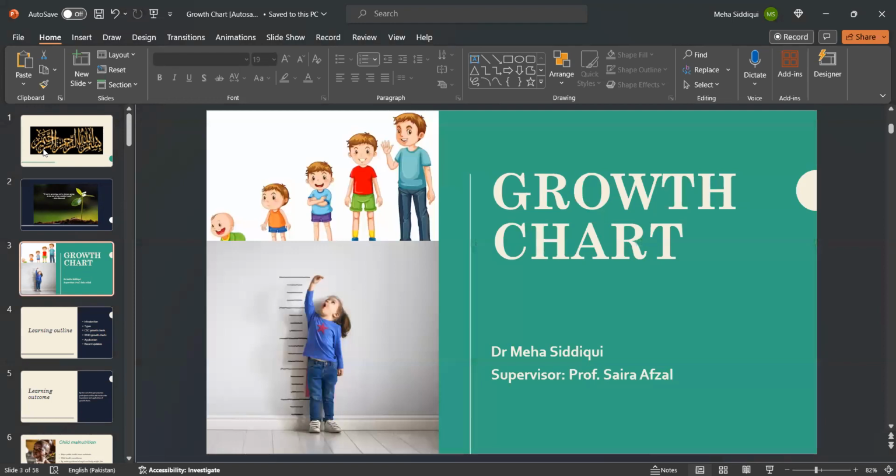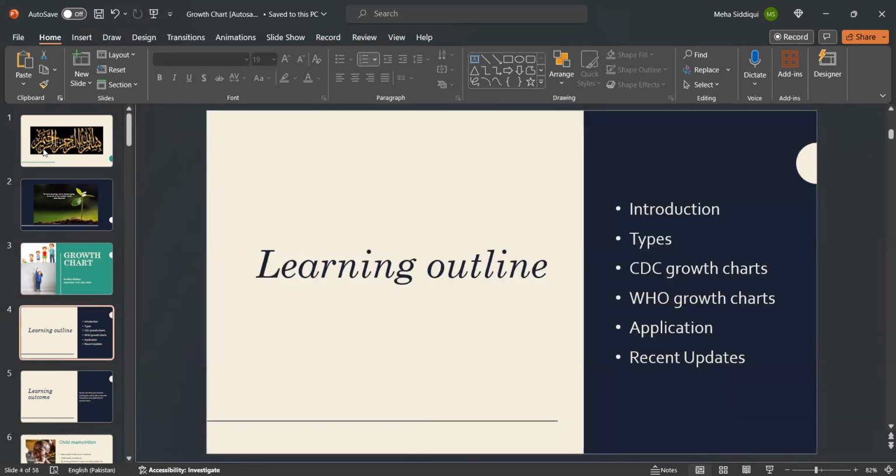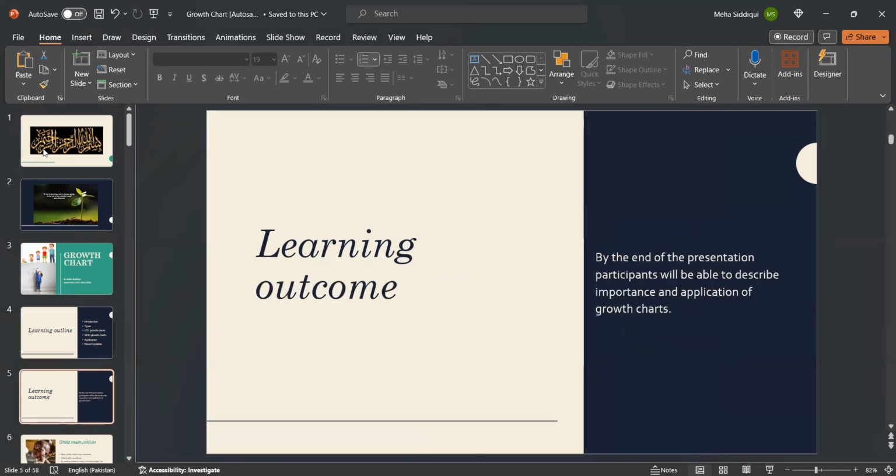Today, the topic of my presentation is growth chart, under the supervision of my professor, Dr. Sahar Afzal. The learning outline includes introduction, types, CDC growth charts, WHO growth charts, their application, and recent updates. And then learning outcomes. By the end of this presentation, participants would be able to describe the importance and application of growth chart.